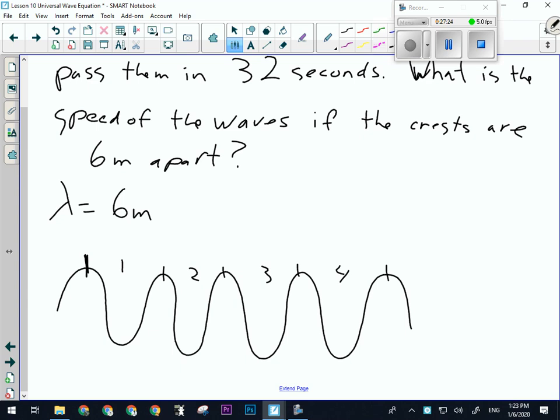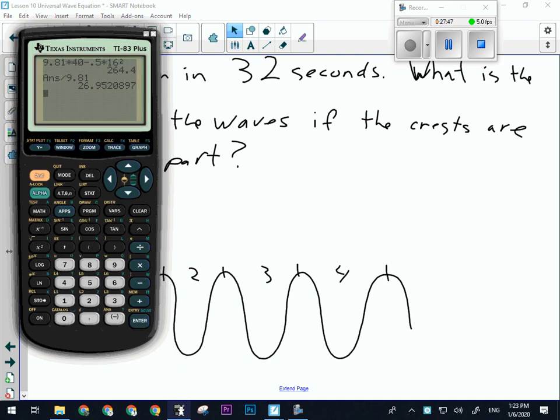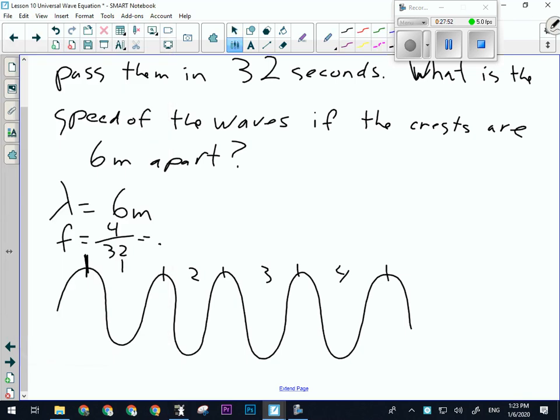Okay, so now I can calculate the frequency, because that's what I want to use. That's going to be cycles per second. So that's going to be 4 cycles divided by 32 seconds. When I go 4 over 32, our frequency is 0.125 hertz. So less than 1 wave per second, which makes sense. There were only 4 waves in 32 seconds. It's definitely less than 1 wave.